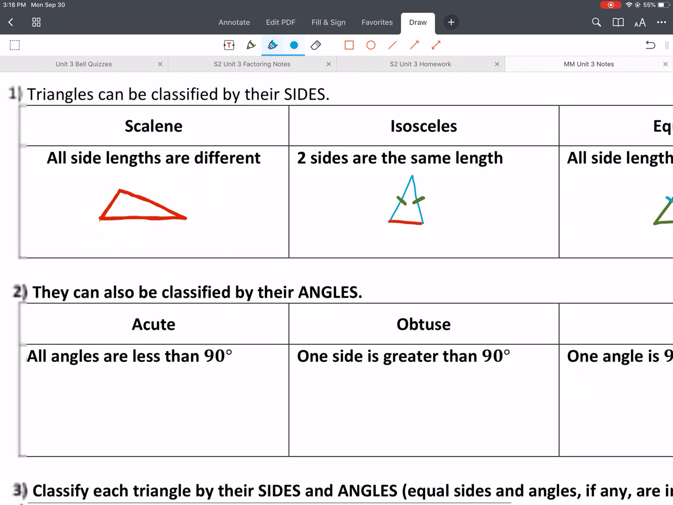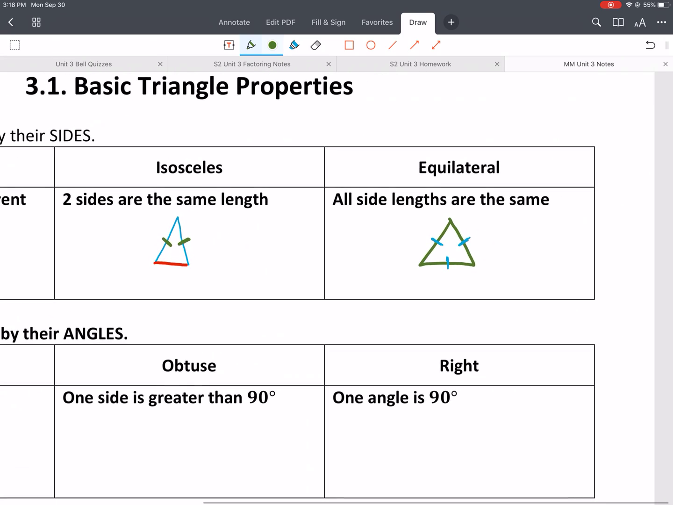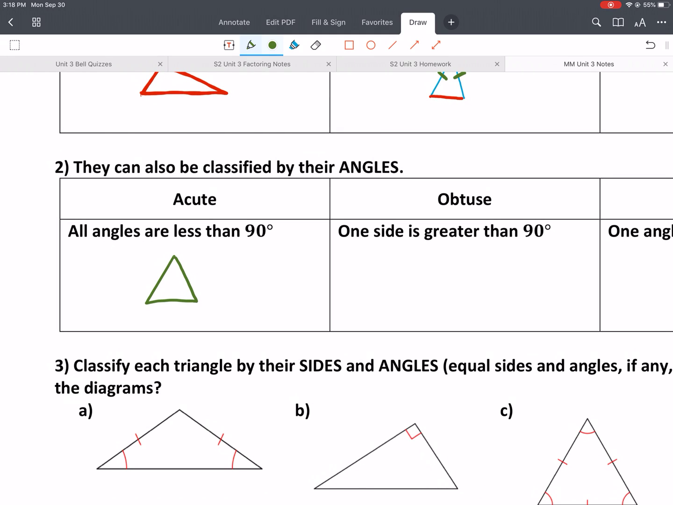With angles, we can classify triangles by angles. Acute is where all the angles are less than 90. For example, an equilateral triangle is always also acute. We look at these angles, and all angles are less than 90.